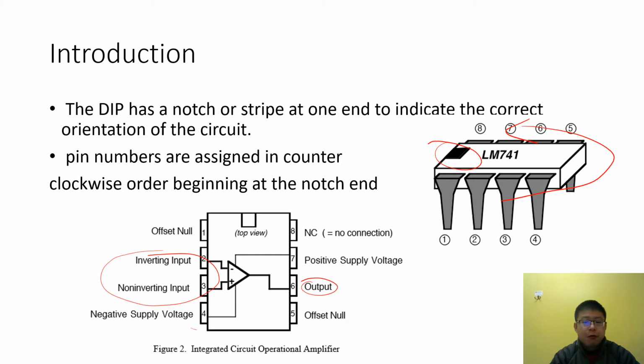Pin 4 and pin 7 are connected with the power supply. We will not use pins 1, 8, and 5. For more details about this operational amplifier, you can look at its user manual.